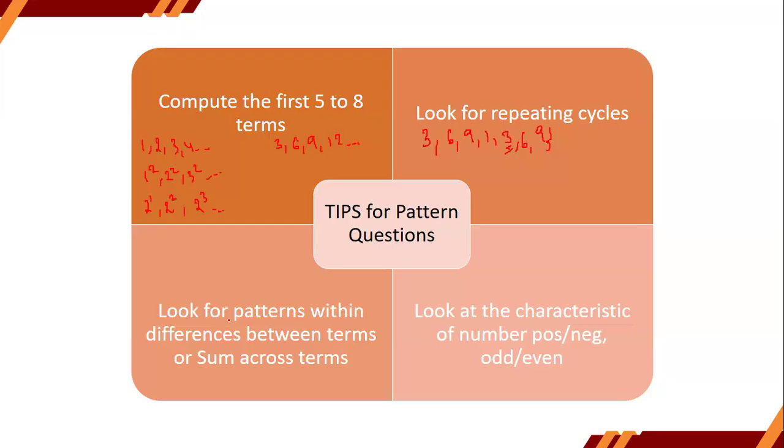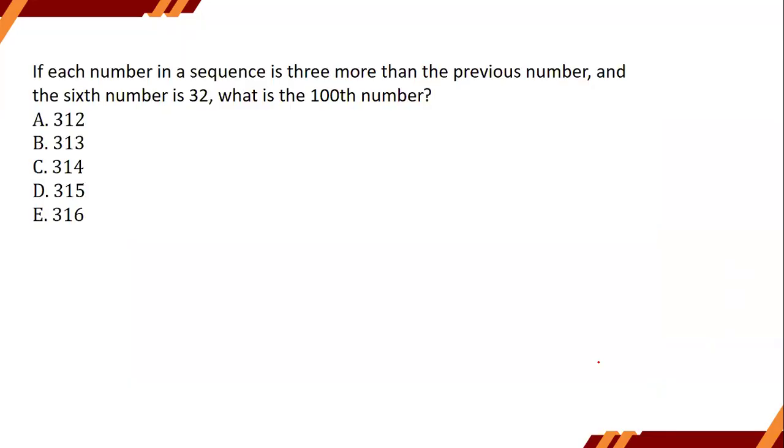Then the third tip is, now if you are unable to figure it out with these two, then look out for patterns within the difference between the terms or the sum across the terms. That is, if you just get stuck and are unable to figure it out with these two tips, then try to figure out the patterns within the sums and the differences. And maybe even look out for the cumulative sum of the terms, or look at the characteristics of numbers, that is positive or negative, odd, even, and so on, right? So let's do a question based on the same.